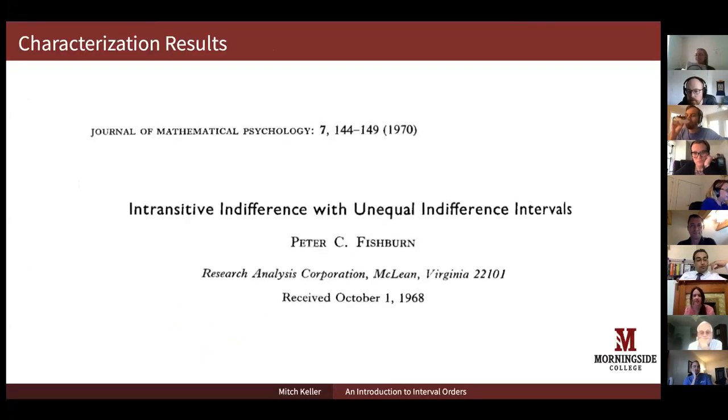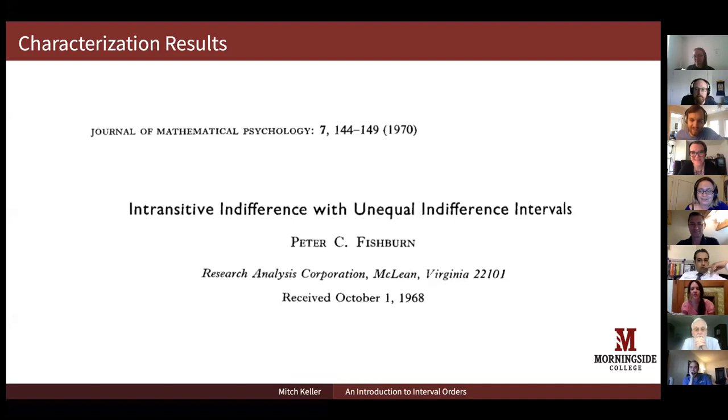Okay, so combinatorics in my universe, one of the things we're interested in, and I think mathematicians in general are interested in, is the idea of characterization theorems, right? We want to characterize things. I just taught the characterization of finite abelian groups to my modern algebra students before the end of the semester. I couldn't find a picture on the internet anywhere of Peter Fishburn. So, through interlibrary loan, I pulled this paper from 50 years ago now, called Intransitive Indifference with Unequal Indifference Intervals, in the Journal of Mathematical Psychology, which you probably didn't even know was a thing. It is still in print.